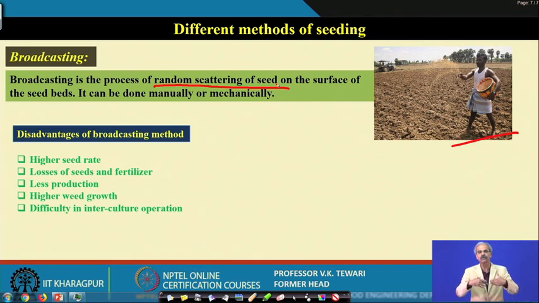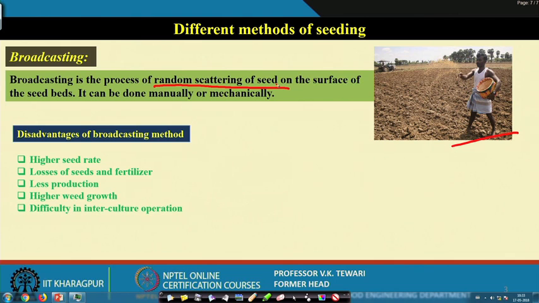Since you have thrown it haphazardly, randomly, you would like a minimum competition for the nutrients of the soil to the particular required plant and not the unrequired plant. So there is a need for removing those unwanted plants. You would definitely like to have interculture operation, so that the weeds should be removed or the growth of weeds should be minimized. This is what we would like to do.